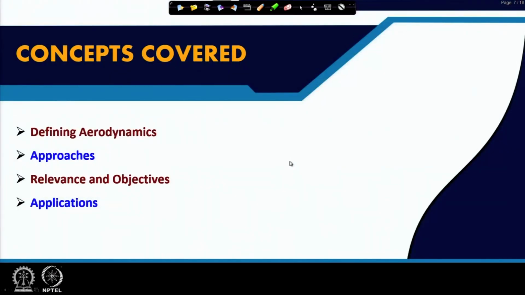Let us see what are the concepts which we are going to cover in this lecture. We are going to look at definition of aerodynamics. We are going to look at approaches that we take during an aerodynamic study. We are going to look at relevance and objectives of an aerodynamic study and also applications of aerodynamics.